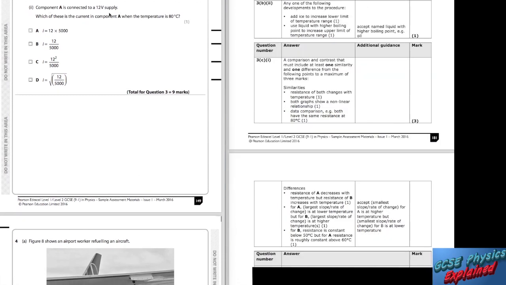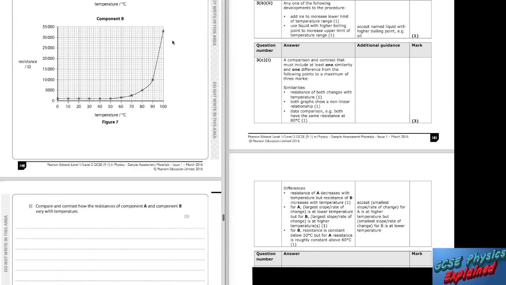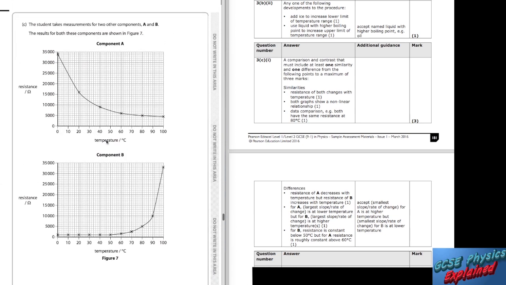Component A is connected to a 12-volt supply. Which of these is the current in component A when the temperature is 80 degrees C? So component A, 80 degrees C, the resistance is 5,000.